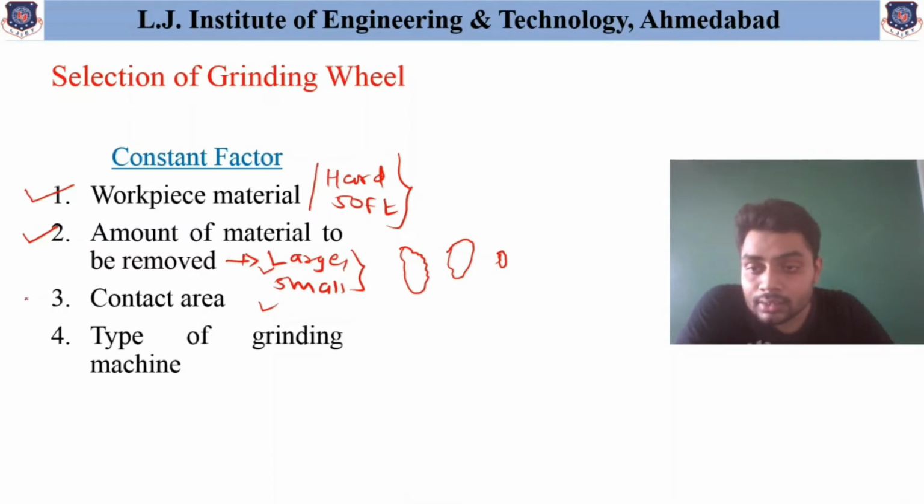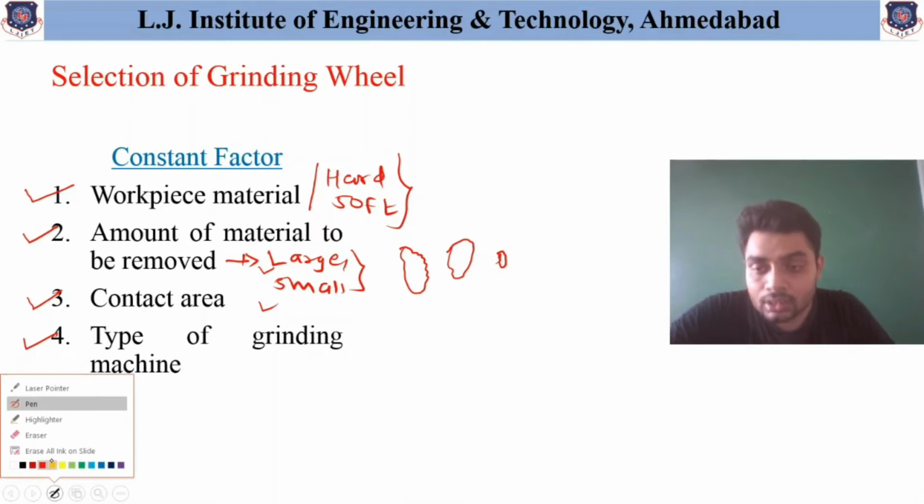Now the third parameter is the contact area. That means how much area of the grinding wheel is in contact with the workpiece. That is also an important parameter to consider for selection of the grinding wheel. And the fourth parameter is the type of grinding machine. If the grinding machine is comparatively heavy or smaller, then based on the requirement to reduce vibration one must select different types of grinding wheels. So these are the four important constant factors which one must keep in mind at any time during selection of the grinding wheel.